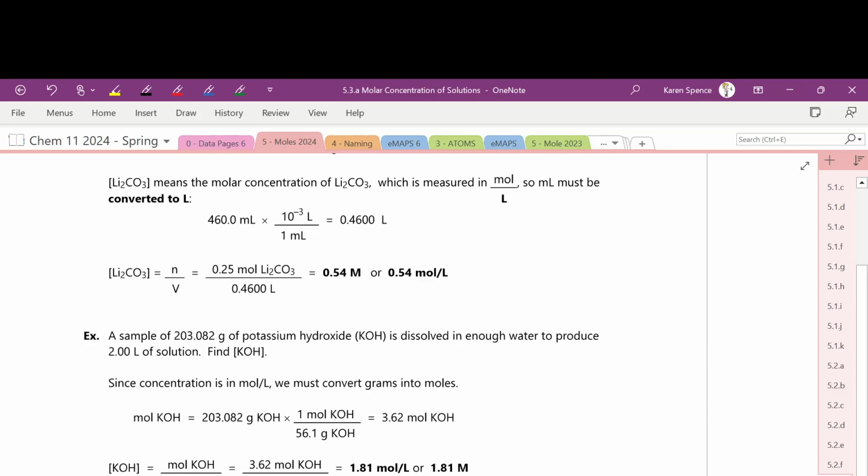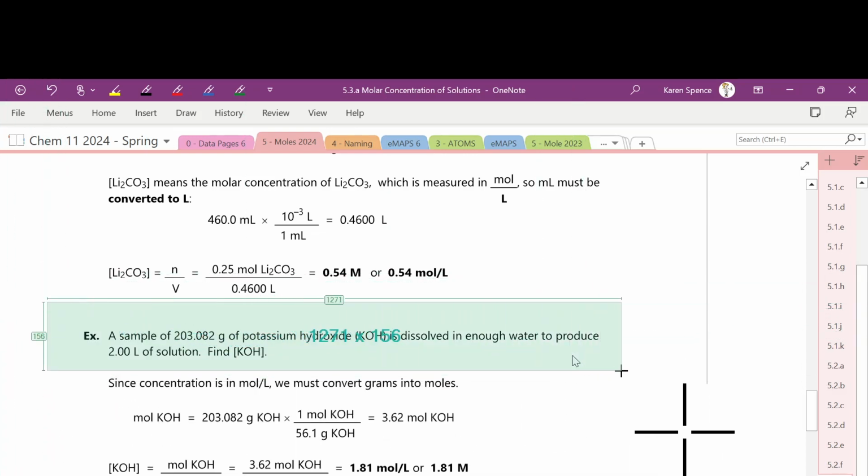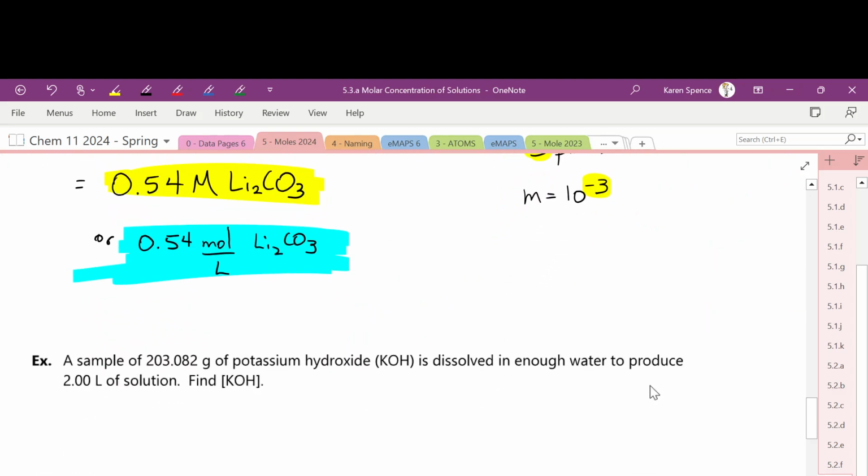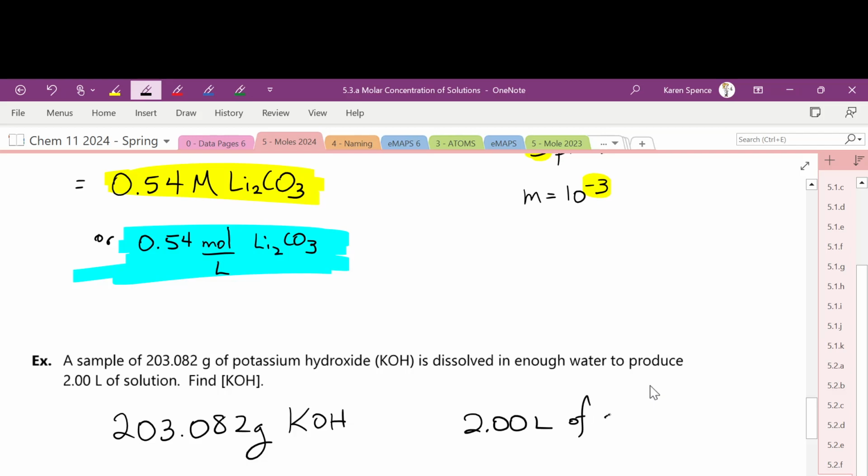And let's try this next one here. Okay. So we have 203.082 grams of potassium hydroxide, KOH, is dissolved in enough water to produce 2.00 liters of solution. Find the concentration of KOH.